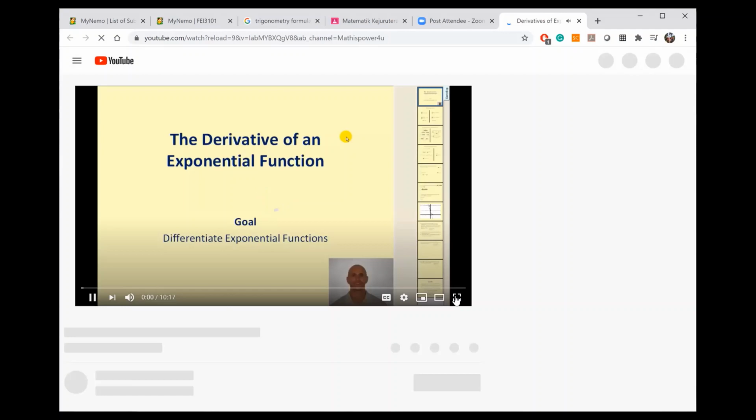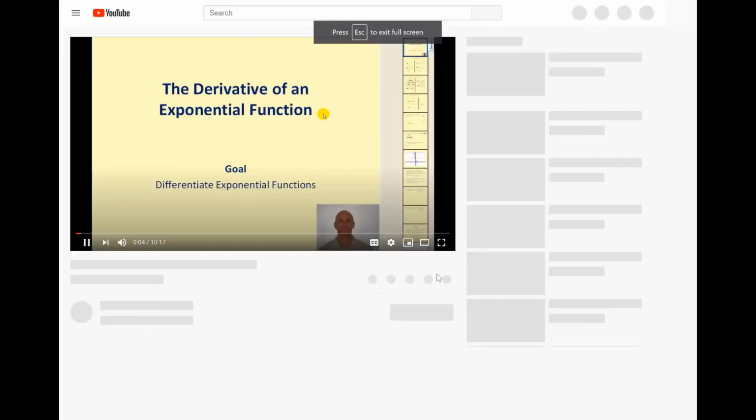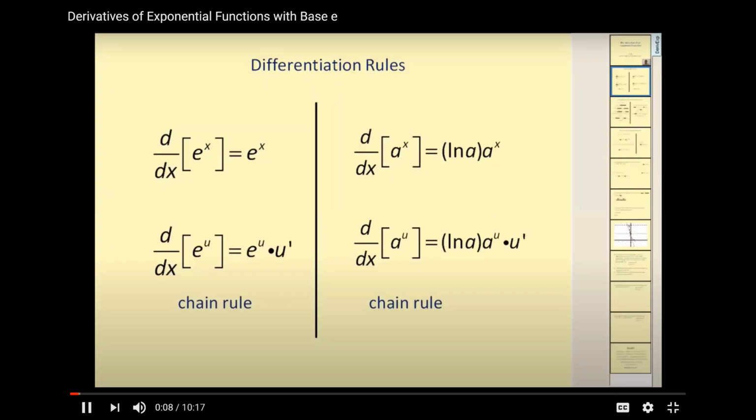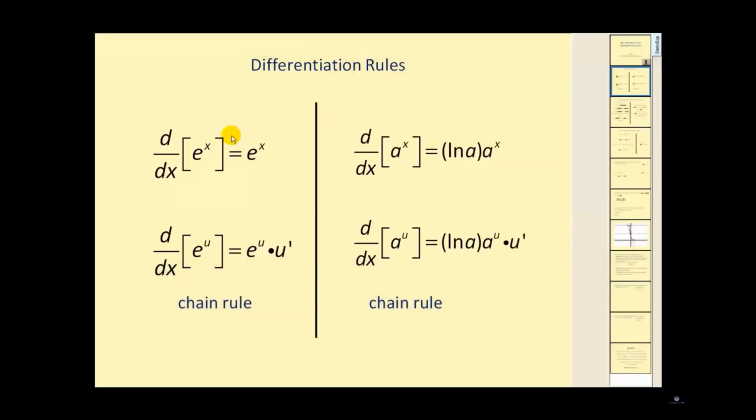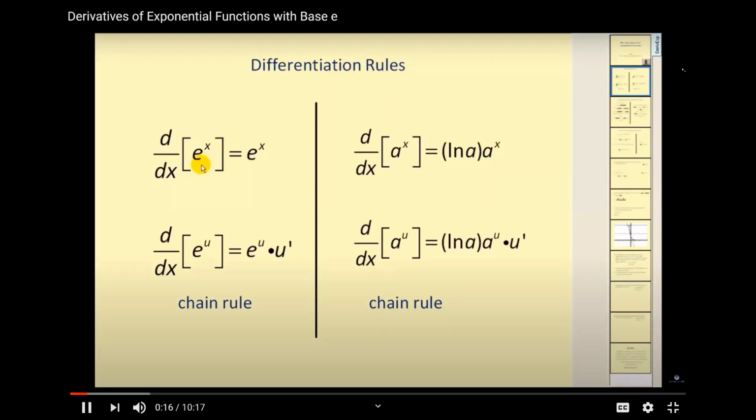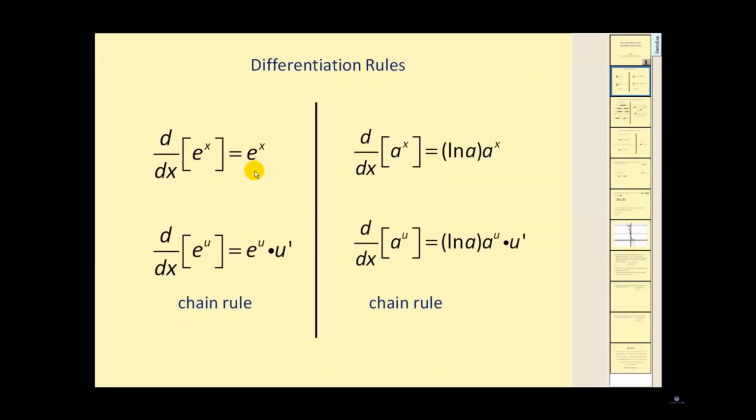But bear with me. Welcome to a video on the derivative of an exponential function. The goal of this video is to differentiate exponential functions. Let's go and take a look at the rules. If our base is e, the derivative of e to the x is equal to e to the x. This is actually quite amazing. This function is its own derivative, meaning if we evaluate the function at a given value of x, the function value also tells us the slope of the tangent line at that x value.